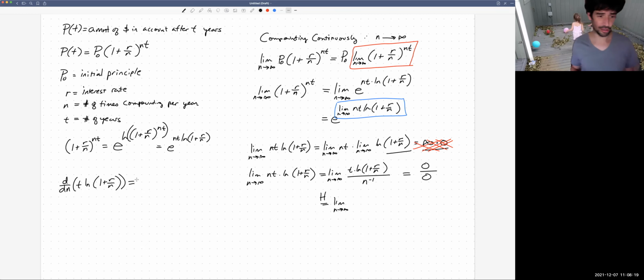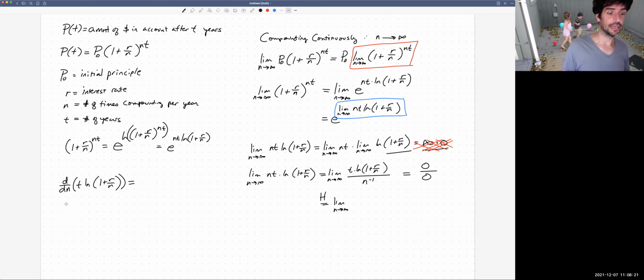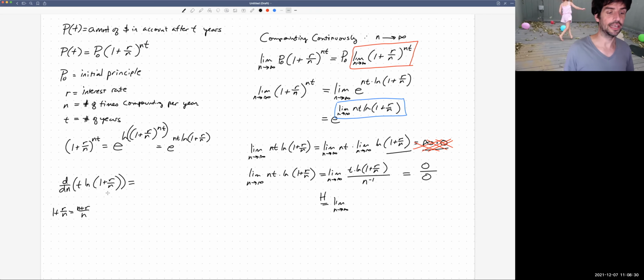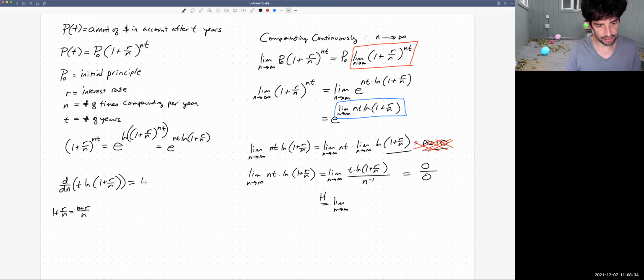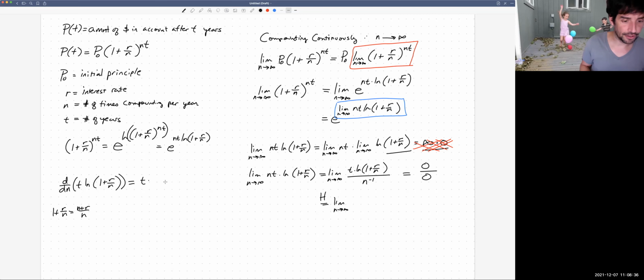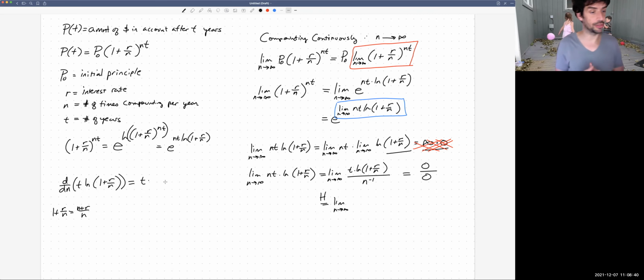Okay, so I'm going to do a little cheat here. I'm going to think about the inside of here in two ways. 1 plus r over n is the same as n plus r over n. So the first part of my derivative, well, the t will just carry through. That's a constant as far as n is concerned. The derivative of t doesn't change as we change n.